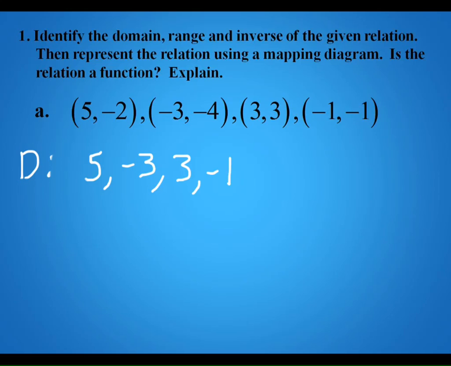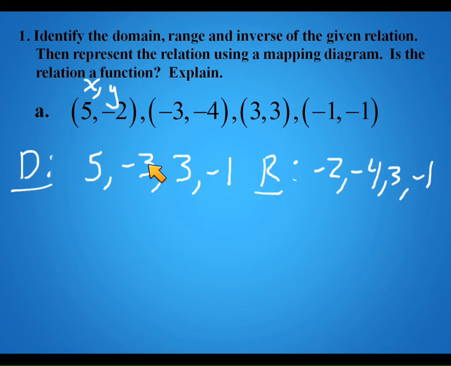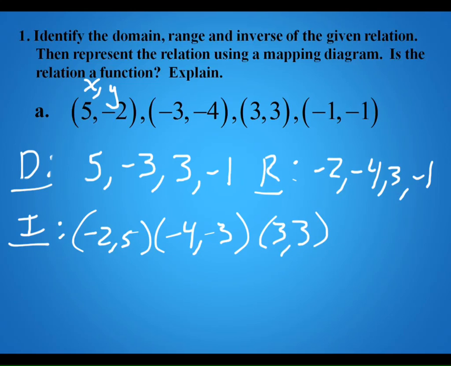Okay, that's the domain. The range stands for all the what? Y's. -2, -4, 3, and -1. Because remember, in an ordered pair, it's always x then y. Okay. So there's the domain. There's the range. Now it says find the inverse. So the inverse I get by going through and just switching all these ordered pairs. This one is going to be (-2, 5). (-4, -3). (3, 3) is its own inverse, and (-1, -1) is its own inverse, because when you switch it, it's the same thing. Domain, range, inverse.